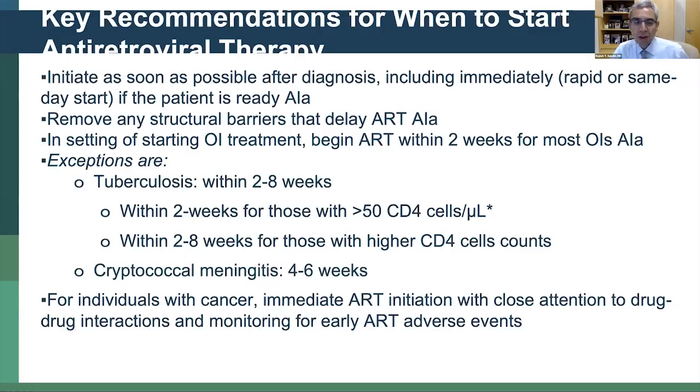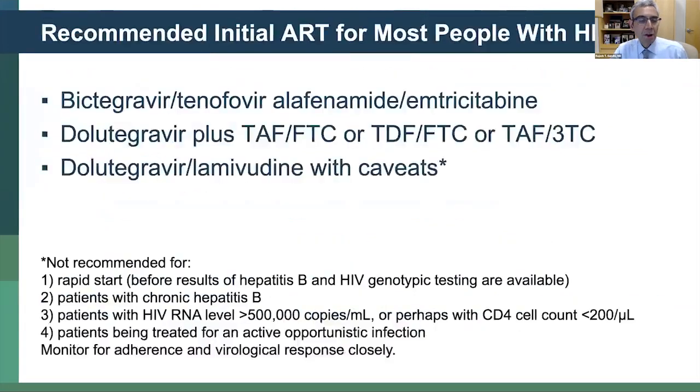One of the most challenging parts of starting ART is the relationship between ART and opportunistic infection treatment. We're lucky to have a number of real experts on the panel in that domain. So in the setting of most OIs, the recommendation is to start within 2 weeks, with a particular exception that we'll highlight, which is tuberculosis, and we'll delve into that, as well as cryptococcal meningitis. And then finally, for individuals with cancer, immediate ART, but with very close attention to drug-drug interactions and monitoring for early ART adverse events.